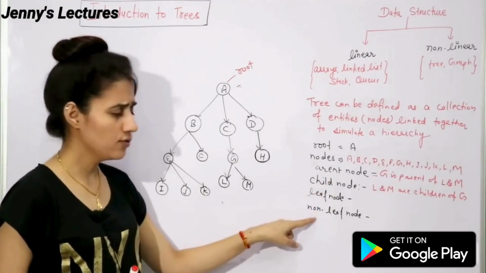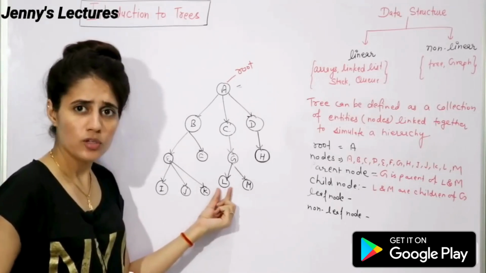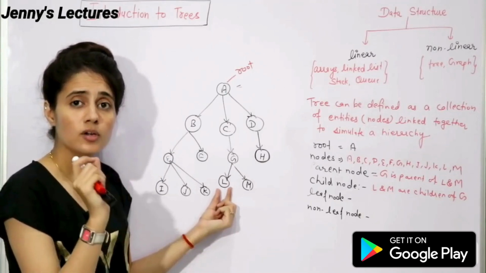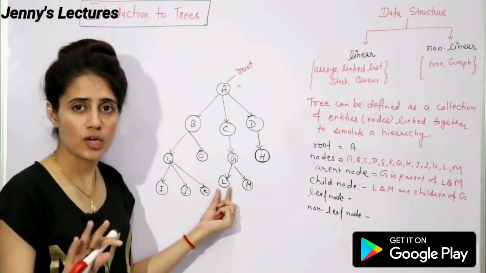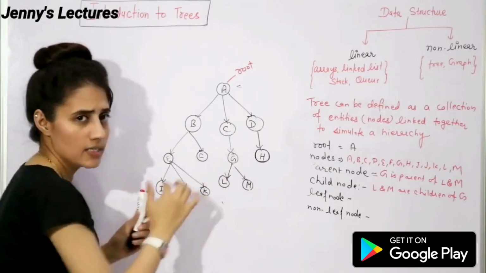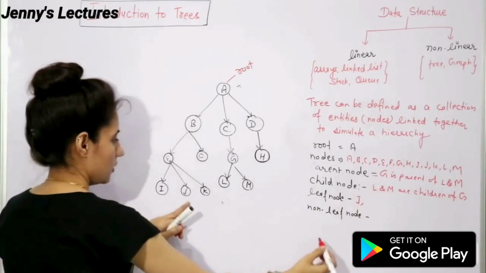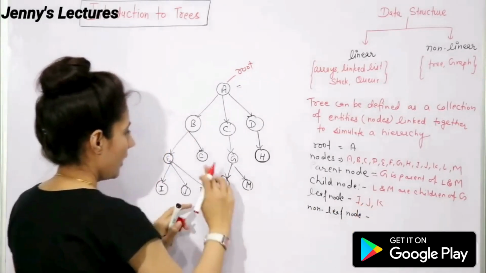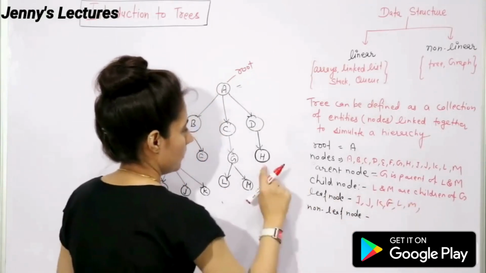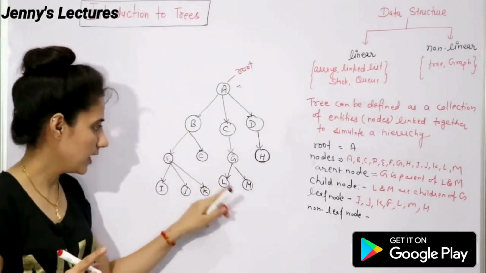Now we will discuss what is leaf node and non-leaf node. See, this L, I have told you this L is not having any child. So the leaf node is what? The node which is having no child, that is known as leaf node, right? So here in this case, leaf nodes are, see, I is a leaf node, J and K, and F is also leaf node, L and M are also leaf node, plus H.